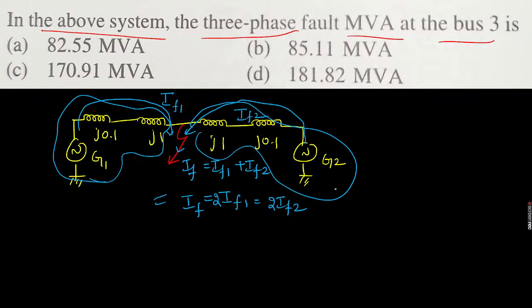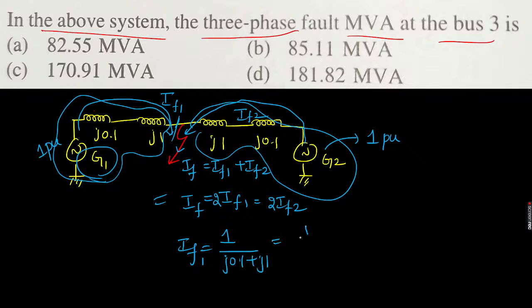How will you calculate the fault current? See, we are calculating all the values in per unit. While calculating in per unit, the pre-fault voltage will be considered as 1 per unit, we all know. Now, let us calculate the fault current for the first case, IF1 for this generator. The total voltage supplied by the generator is 1 per unit divided by the total reactance offered by the transmission line up to the fault point. எவ்வளவு இருக்கு? J0.1 plus J1. So it will be equal to 1 divided by 1.1 J.